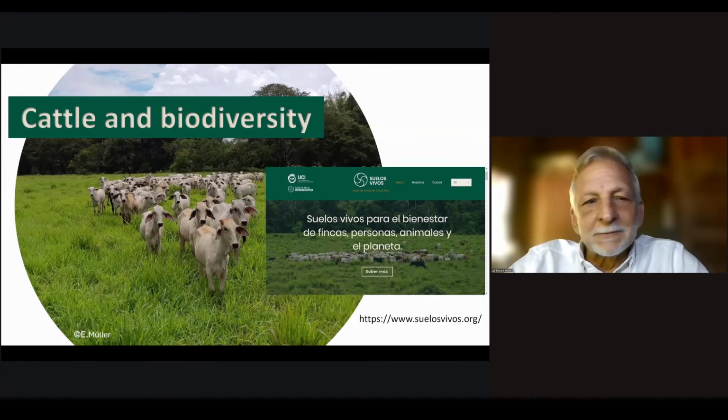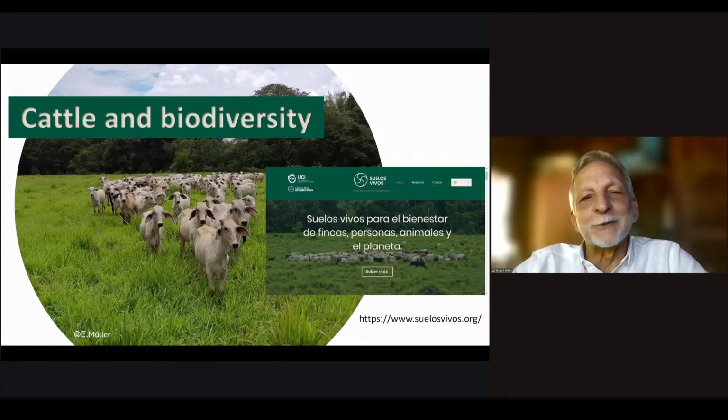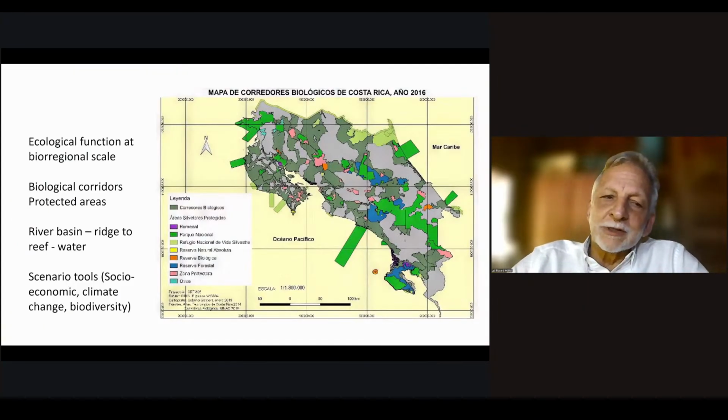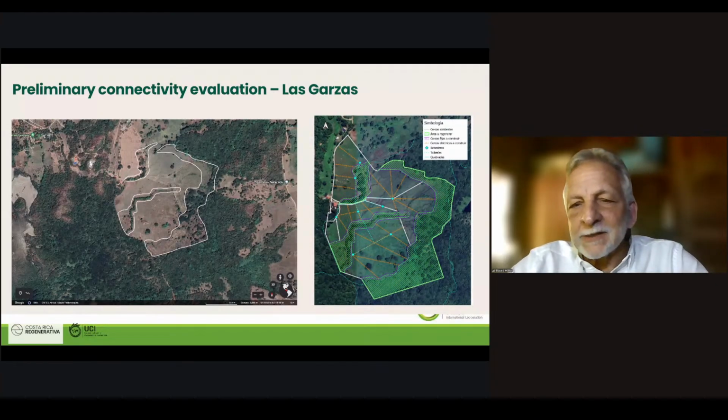Cattle, and I have to rush a little bit. I said it was 45 minutes. I'm already there. We can reverse climate change using cattle. We launched the Savory Hub a few years ago. It's called Suelos Vivos, Living Soils. We first looked at biological corridors and connectivity and how we can look at the landscape level. And then at each farm, we identify which are the areas we can give back.